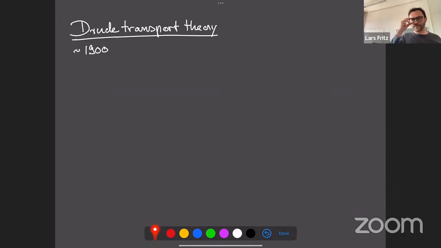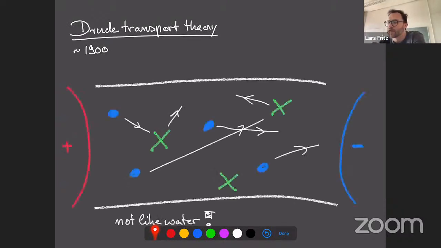If you want an answer to that question, you can just open up your favorite solid state textbook, and there will be a section on Drude transport theory in it. And Drude transport theory is very old. It's more than 100 years. The underlying assumption in Drude transport theory is, in fact, independent electrons moving through a background of, say, impurities, and then eventually diffusing through the lattice.